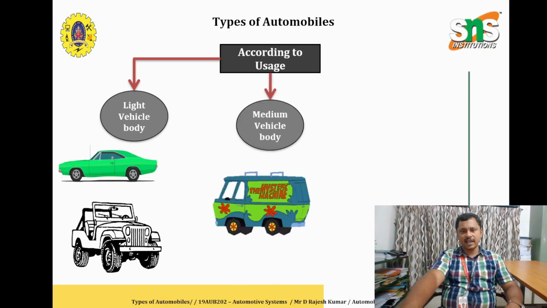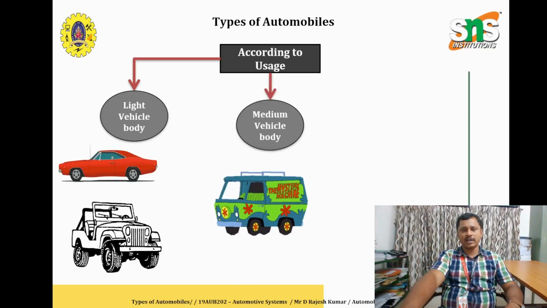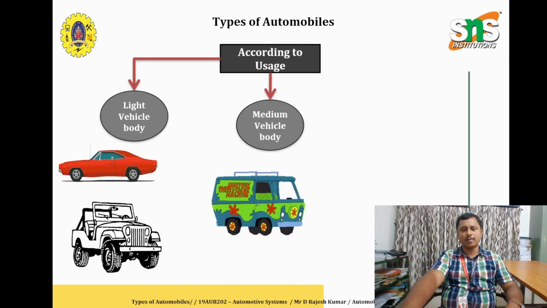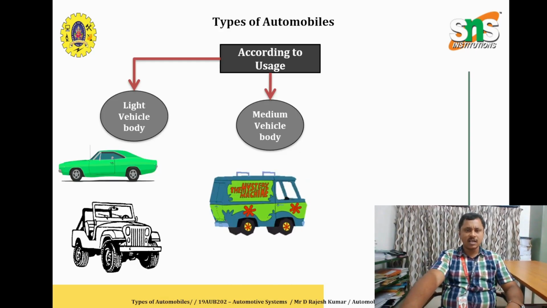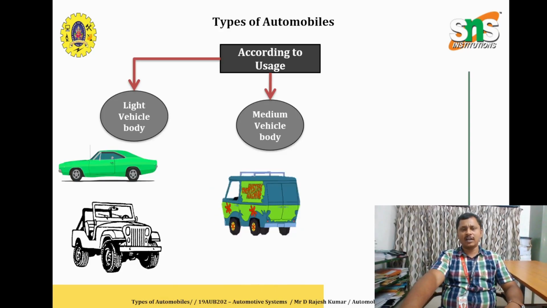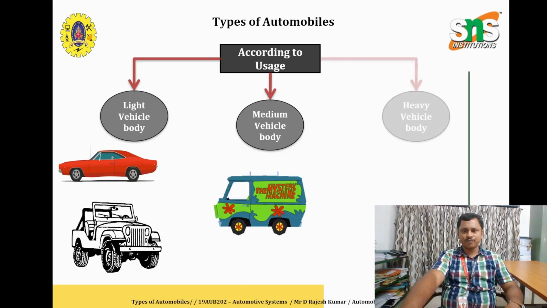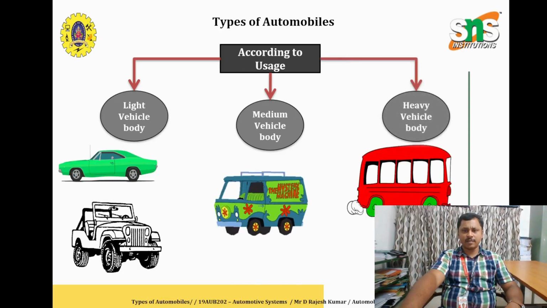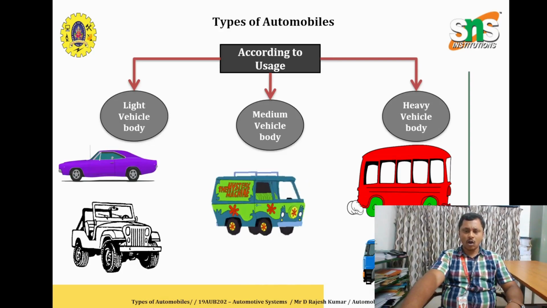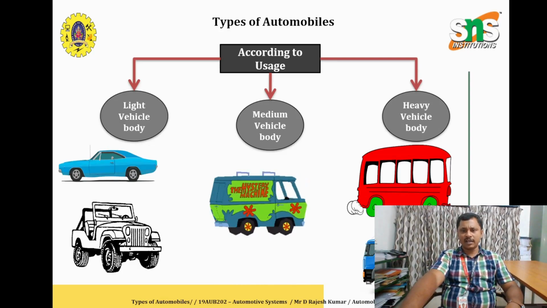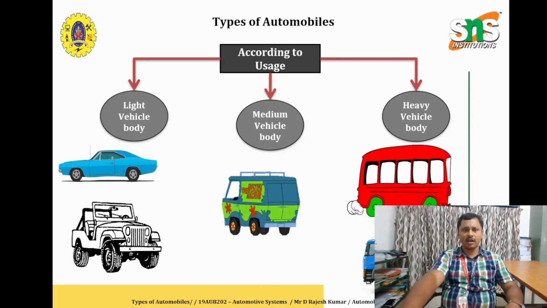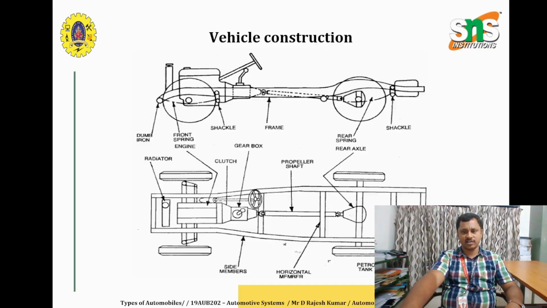The second is the medium vehicle body. You can see here the minivan. This comes under the medium vehicle body. So the small buses, the mini buses or vans come under the medium vehicle body. The third type is the heavy vehicle body, and you can see here the trucks and lorries all come under the heavy vehicle body. So these are the three types of automobiles according to the body construction.